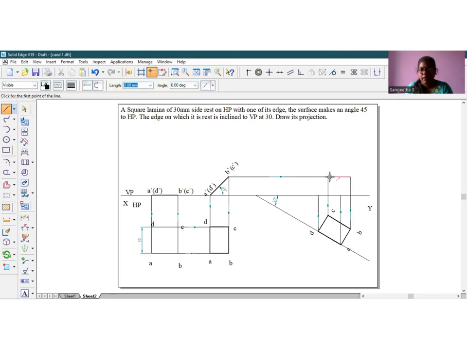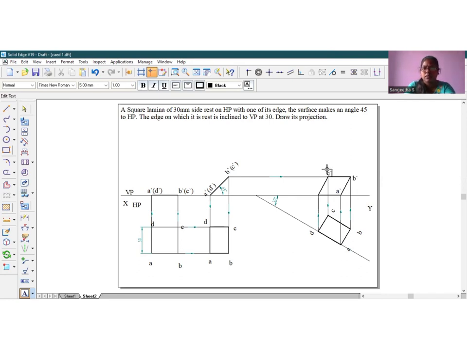Now let's name the corners: A dash, B dash, C dash, and this one is D dash. Now here we have to make it a visible line.